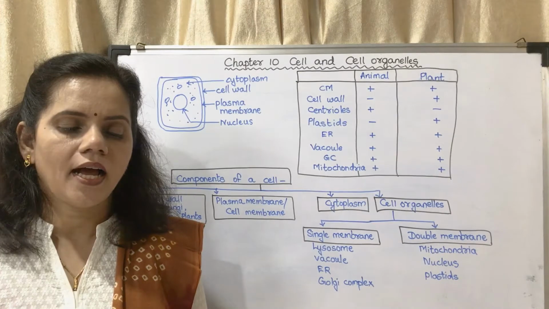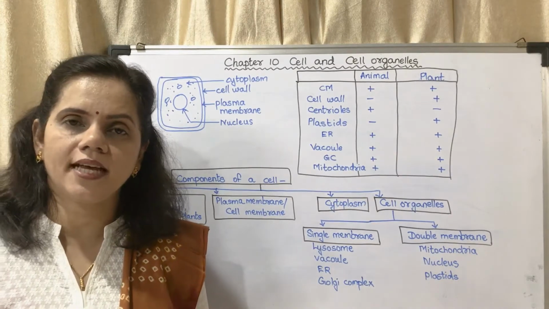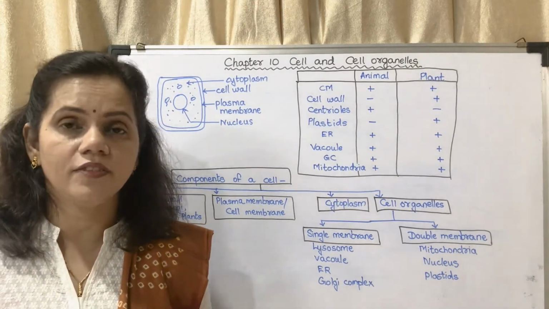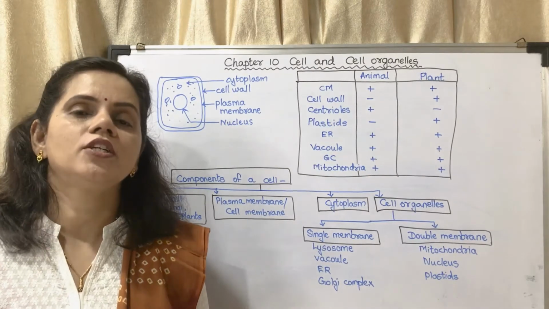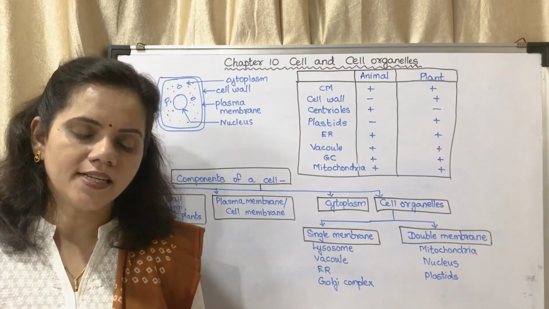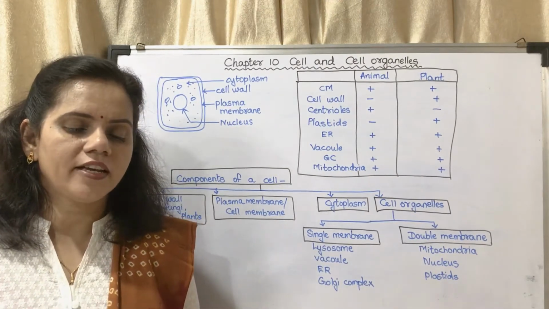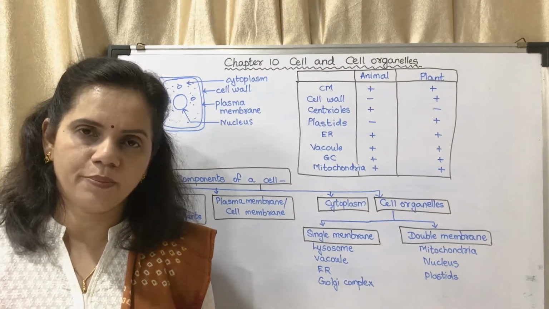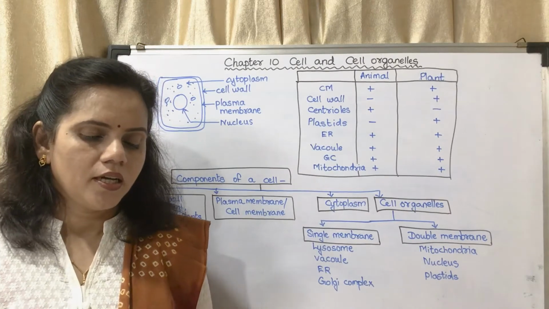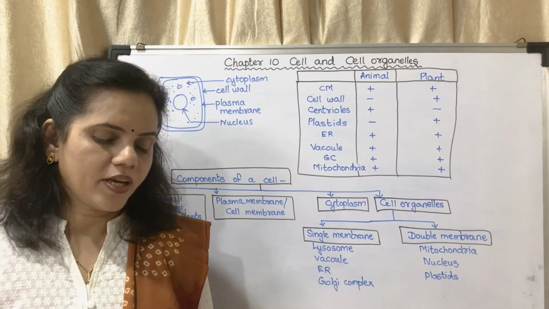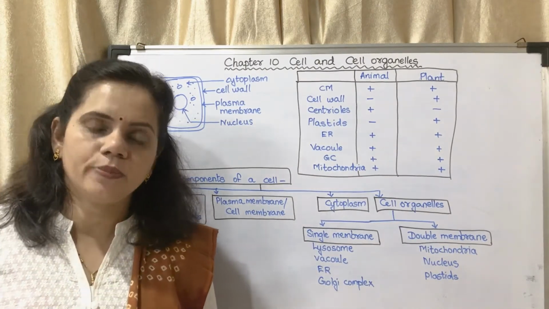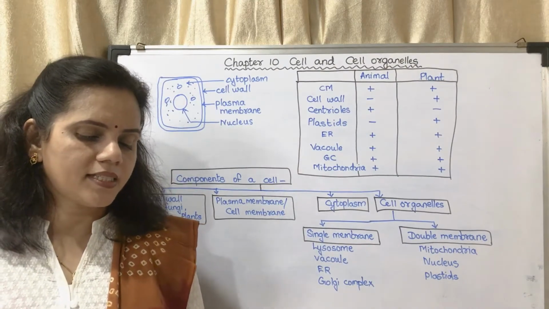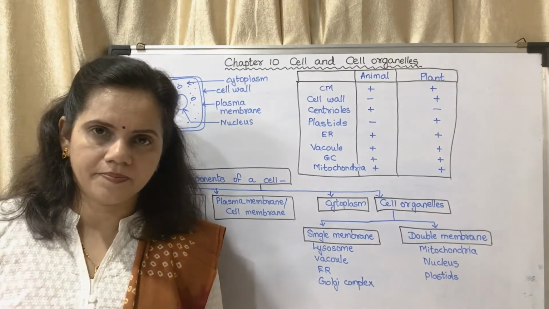Which instrument had you used to observe cells? You might have used a compound microscope to study the structure of a cell. Observe the following figures, write the names and complete the chart. Okay, you have to complete the chart in the notebook. Next, the table. I have filled up the table. You may write it in your textbook. Next is components of a cell.